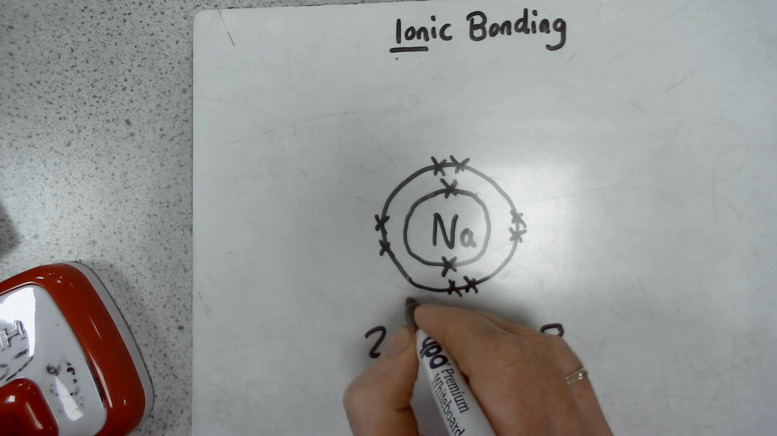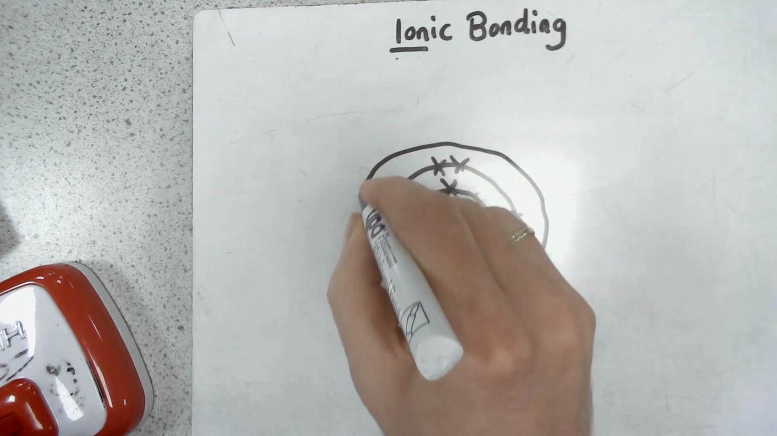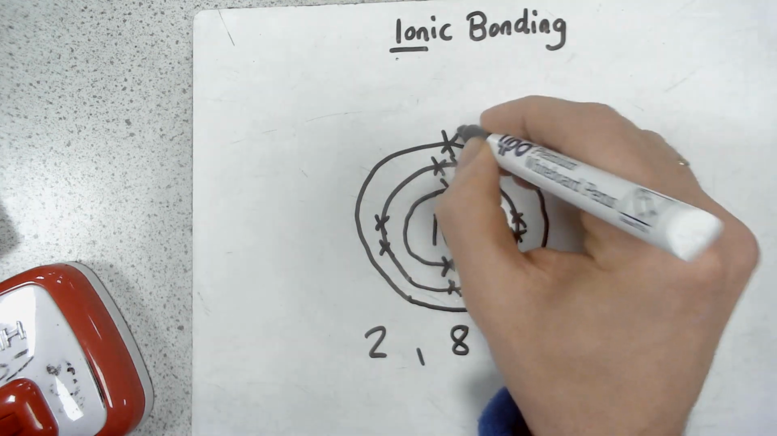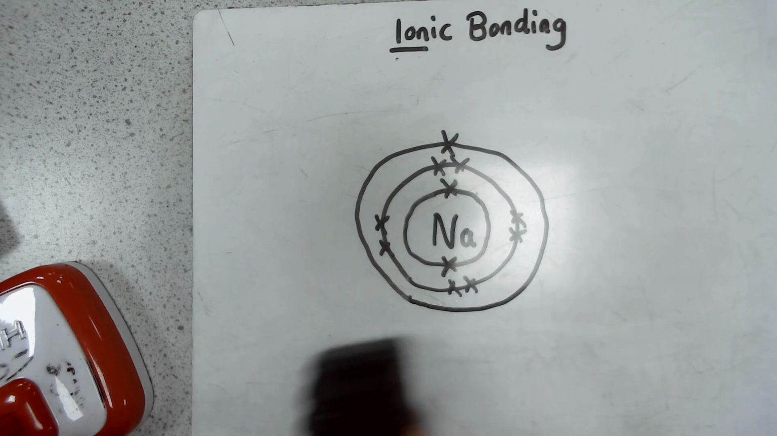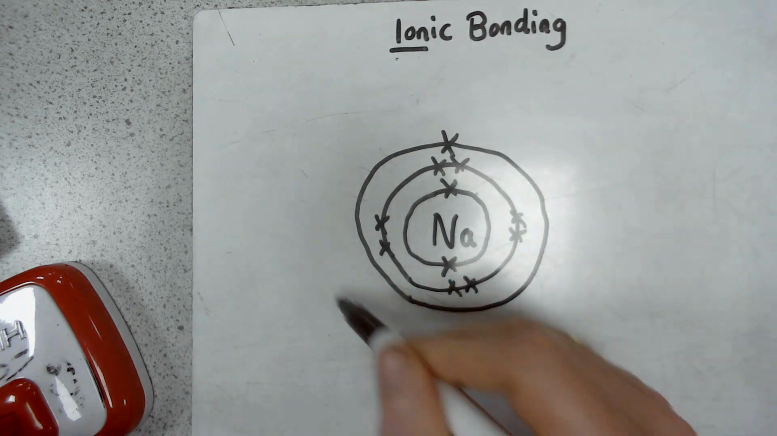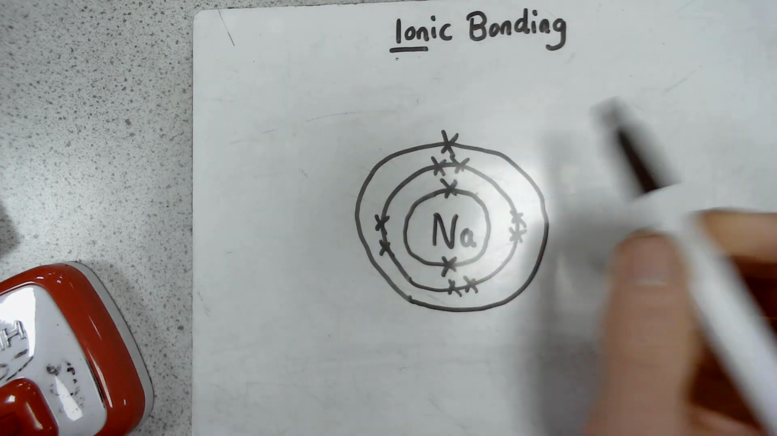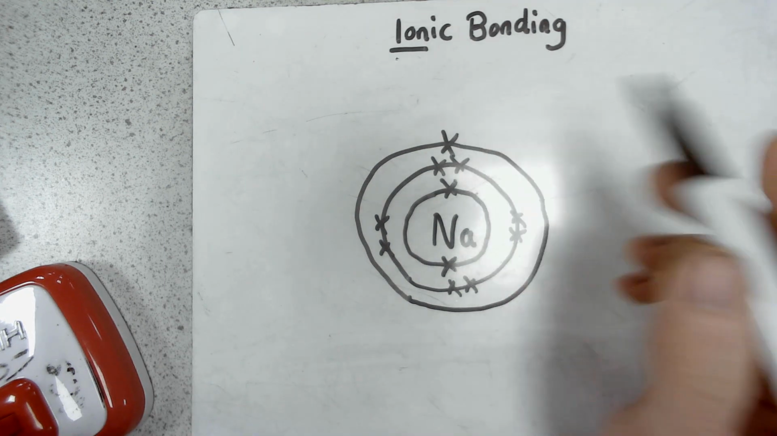Now, I don't have 8 to put in, I only have 1. So I'm going to put 1 electron in that outer shell, like that. Okay? Now, if you notice, there's something else here that's a really, really nice tip. Sodium has 1 electron in its outer shell.